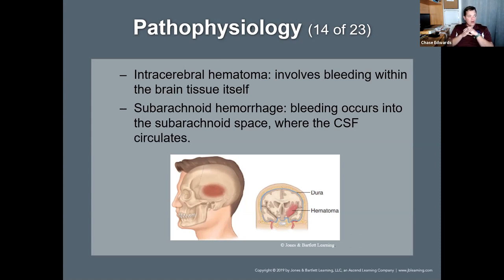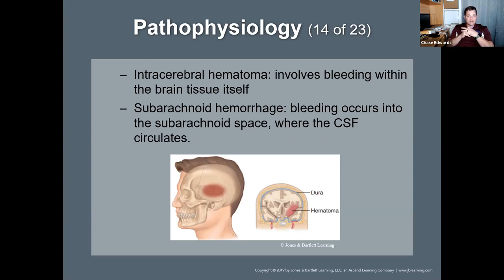You also have what's called a subarachnoid hemorrhage, where bleeding occurs into the subarachnoid space. There's not a picture of it here. The subarachnoid space is where CSF circulates.